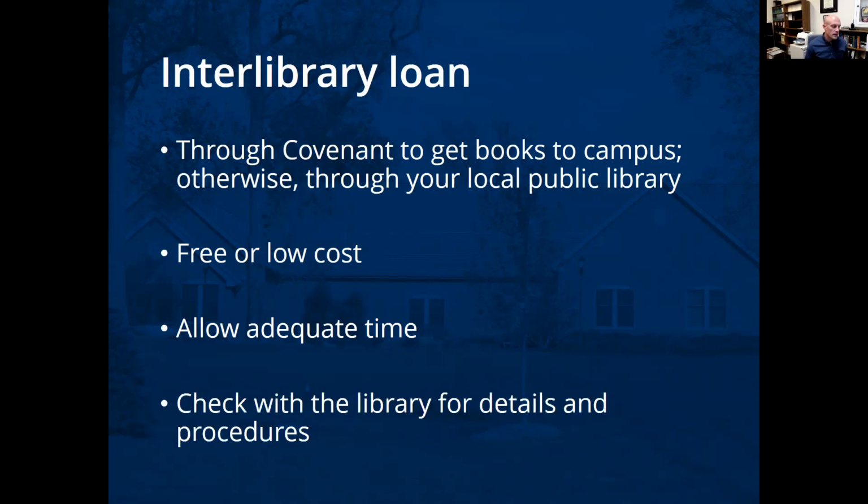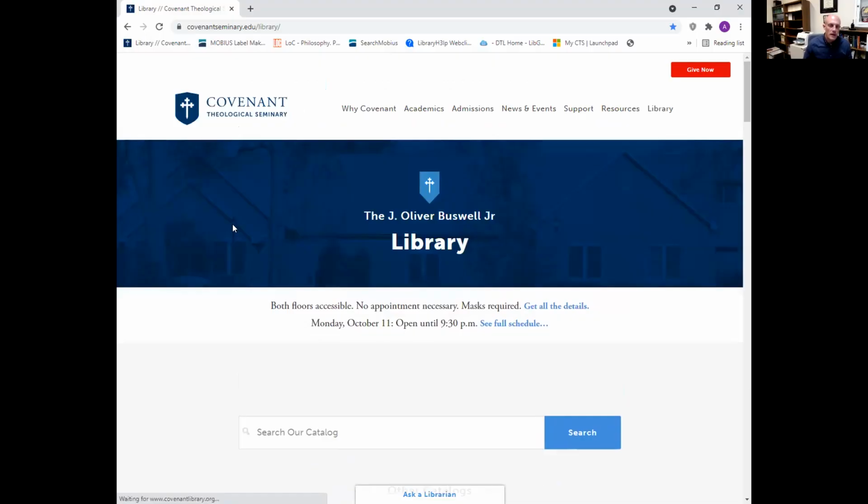So check, if you are going to make use of interlibrary loan at another library, say your local public library, you'll want to check with that library for their details and procedures. Okay, so we've talked about Mobius, we've talked about reciprocal borrowing programs, we've talked about interlibrary loan. These are all different ways that you can get a hold of books beyond what's available in Covenant's collection.